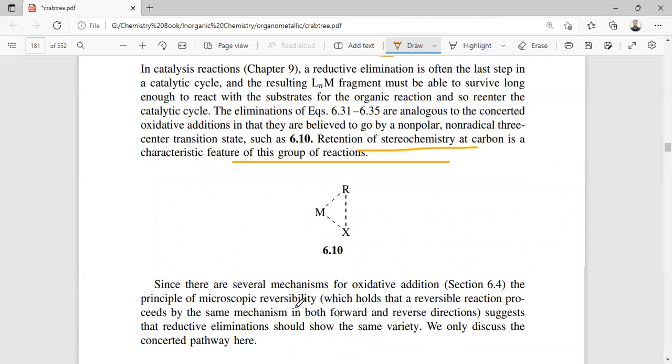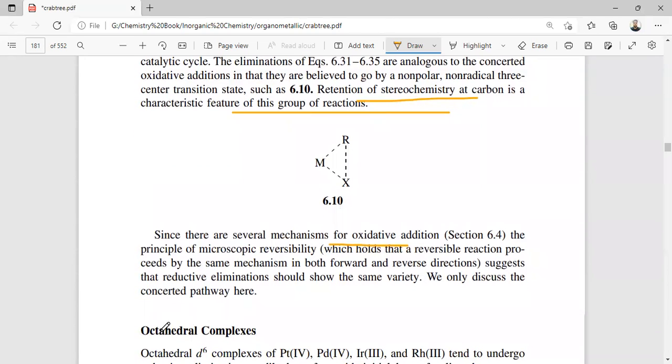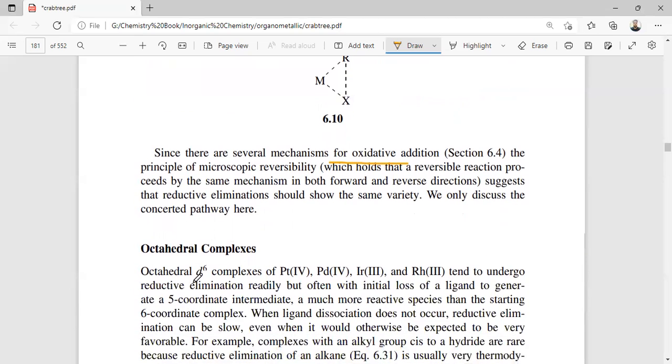Since there are several mechanisms for oxidative addition, the principle of microscopic reversibility suggests that reductive elimination should show the same variety. But we only discuss the concerted pathway here. For oxidative addition, there are many types of mechanisms, like ionic, SN2, radical, and concerted, and according to the reversibility principle, these mechanisms may also be followed for reductive elimination. First we will discuss the octahedral complex.